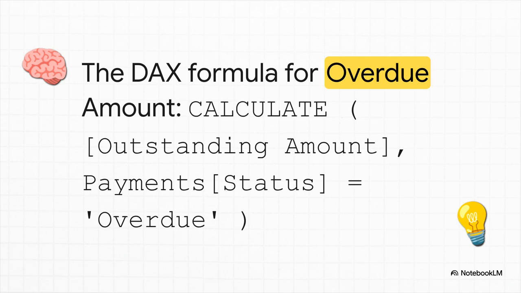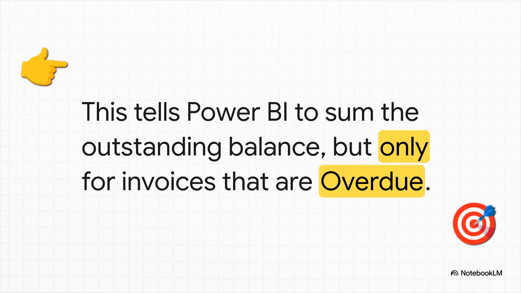This one single line of code is going to power one of our most important KPIs. And in plain English, all that formula is doing is telling Power BI, hey, go calculate the total outstanding amount for me, but, and this is the important part, I only want you to look at the rows where the invoice status is overdue. That's it. It's a simple, super powerful instruction.